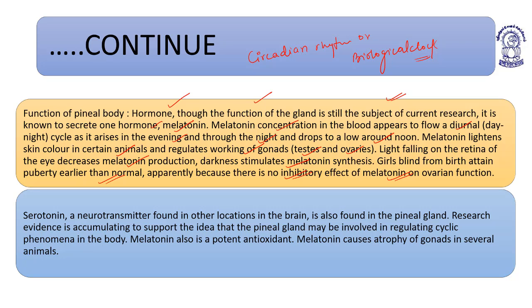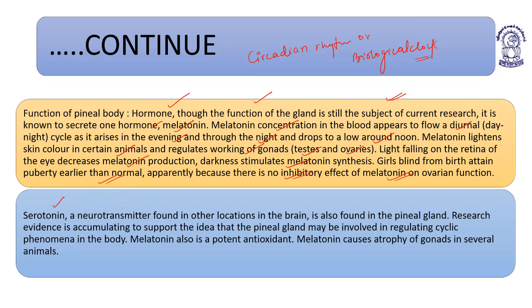The concentration of melatonin hormone is more in the evening and through the night. It drops to a low around noon. It lightens the skin color in certain animals and regulates the working of gonads, especially testes and ovaries. Light falling on the retina of the eye decreases melatonin production. Darkness stimulates melatonin synthesis. Girls who are blind from birth attain puberty at an earlier stage because of no inhibitory effect of melatonin on ovarian function.